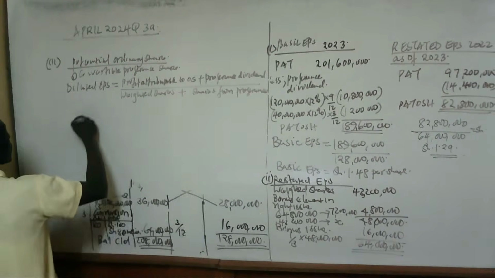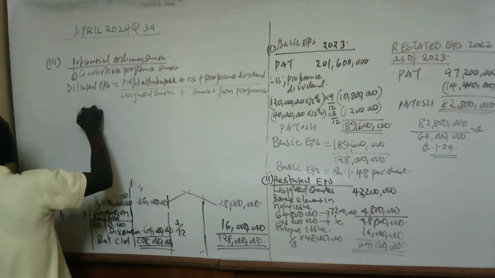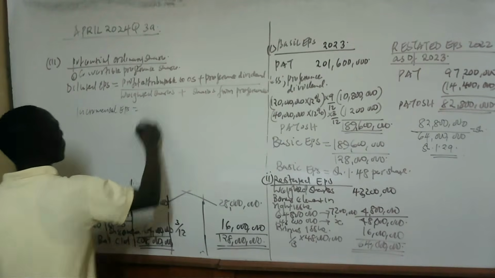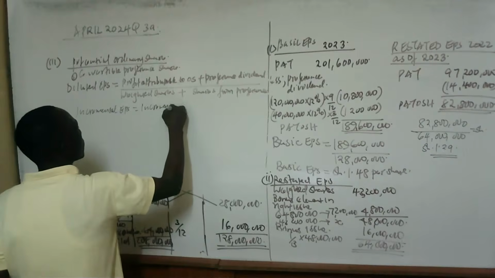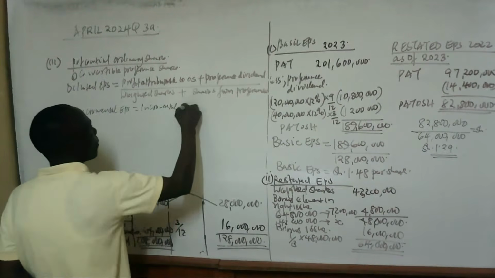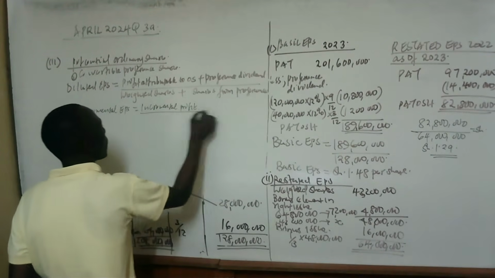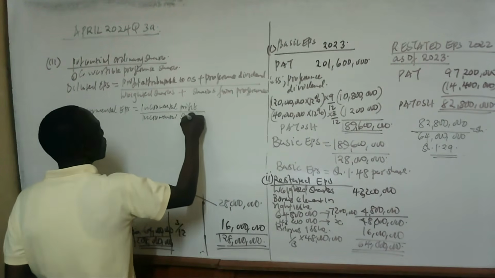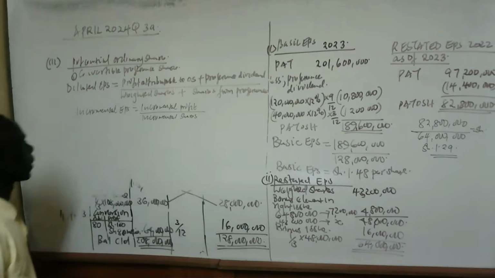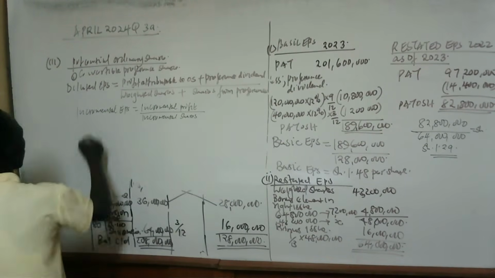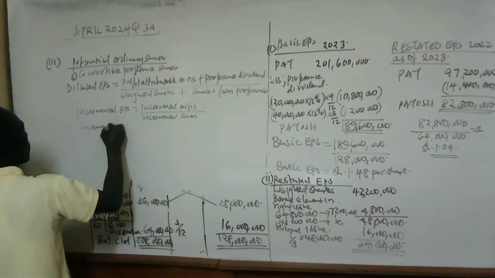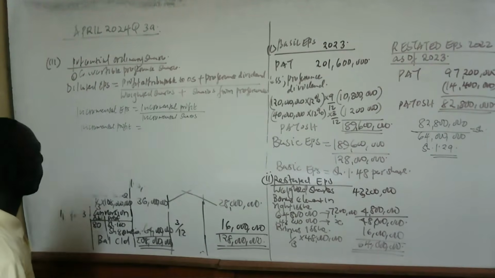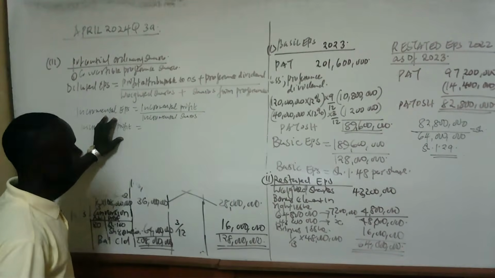Remember we say that we start by getting incremental EPS, which is given by the incremental profit divided by the incremental shares. So let us start with incremental profit.